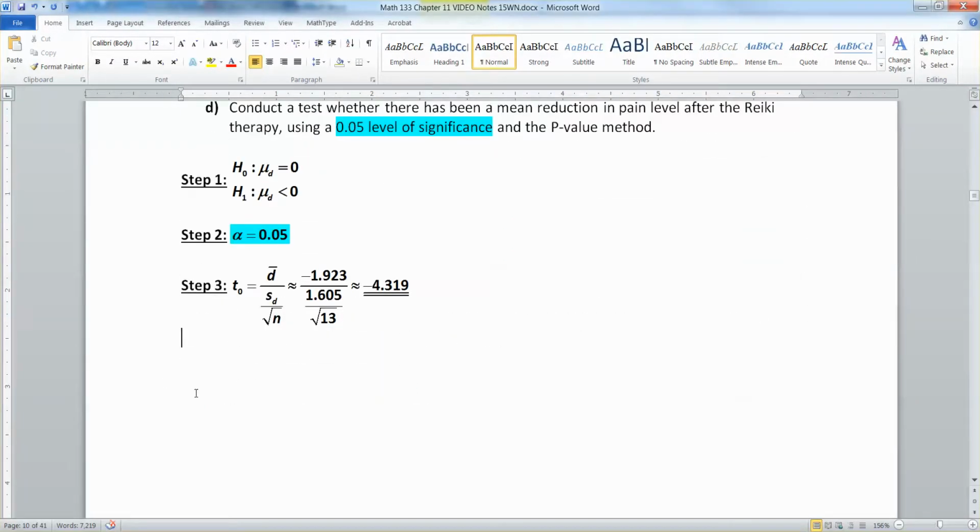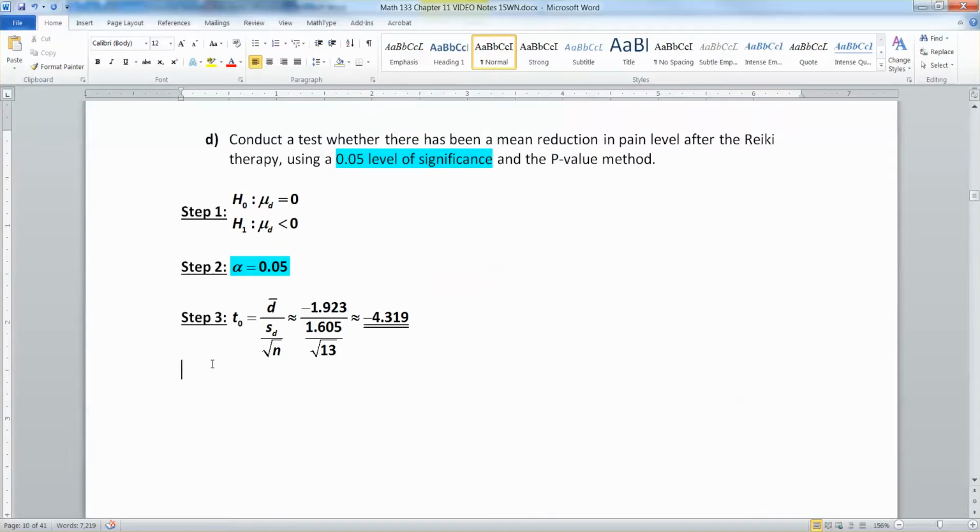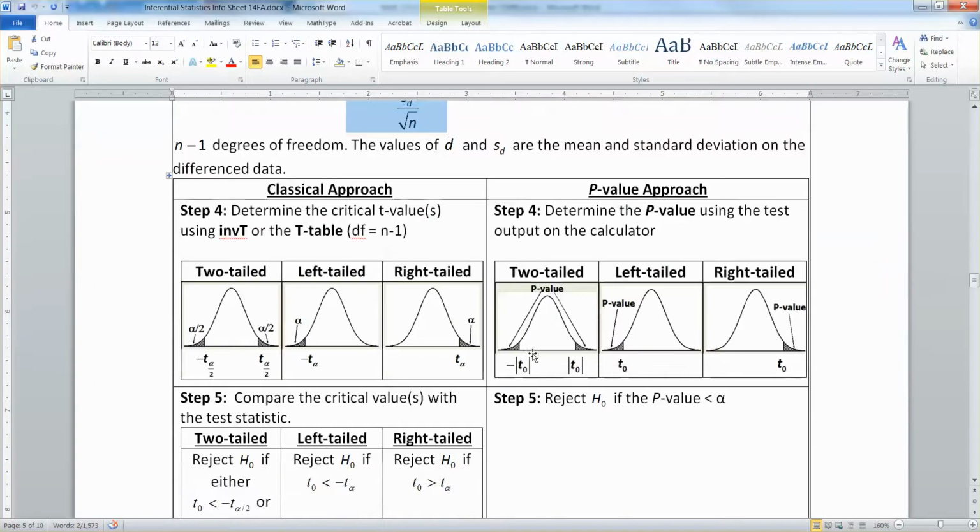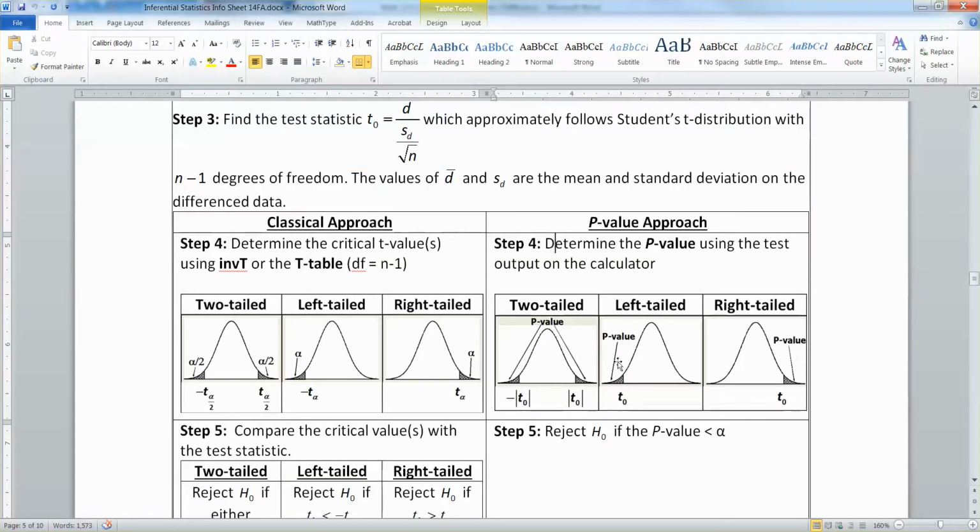We're going to have to draw a t-curve, and we're going to have it be a left-tailed drawing. So if you look at your drawings, you're going to be drawing the left-tailed one over here. And you're going to use t0, which is the value the calculator found, and the p-value. That's not like the critical value method. The critical value method means you're going to have to go to the table or inverse t and find t alpha. But we're not dealing with that. We're doing the p-value method.